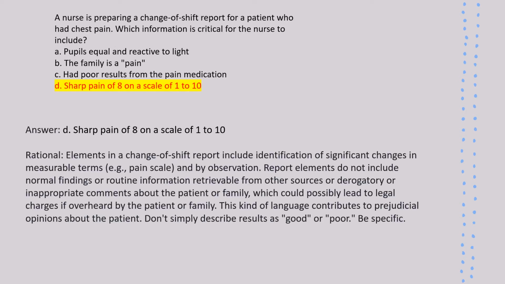Answer: D. Sharp pain of 8 on a scale of 1 to 10. Rationale: Elements in a change of shift report include identification of significant changes in measurable terms, for example, pain scale, and by observation. Report elements do not include normal findings or routine information retrievable from other sources, or derogatory or inappropriate comments about the patient or family, which could possibly lead to legal charges if overheard by the patient or family. This kind of language contributes to prejudicial opinions about the patient. Don't simply describe results as good or poor. Be specific.